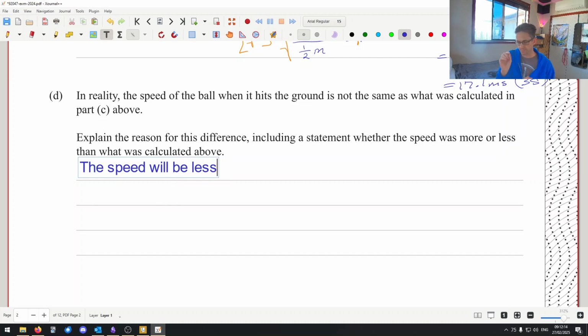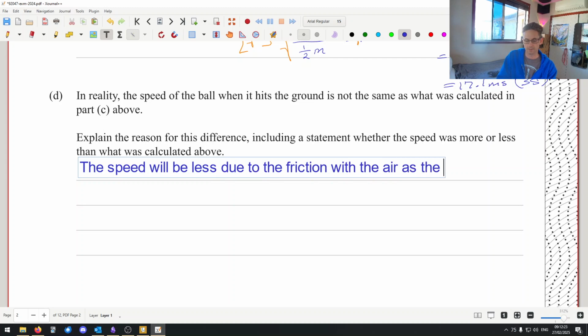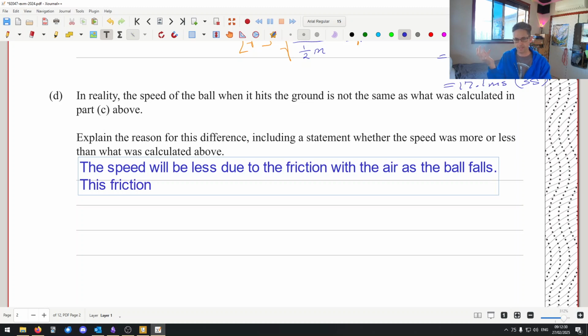But then pointing out some key things are, things like this is due to the friction with the air as the ball falls. This friction, or you could say air resistance, or you could say drag, okay, but the key things are, you need to point out the friction with the air, definitely. Due to the friction with the air, it slows it down. But you also want to point out where the energy goes, because that's kind of the key thing.